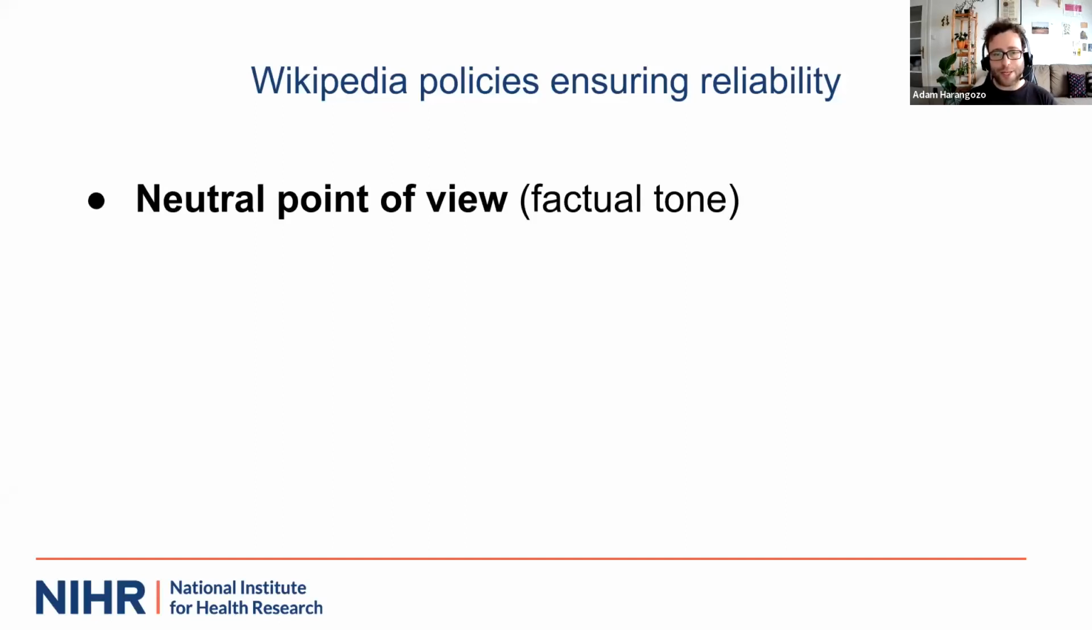So the first one is that you have to write, because it's an encyclopedia, in a neutral point of view, in a factual tone, not about feelings, or not in a literary language, but basically summarizing facts.